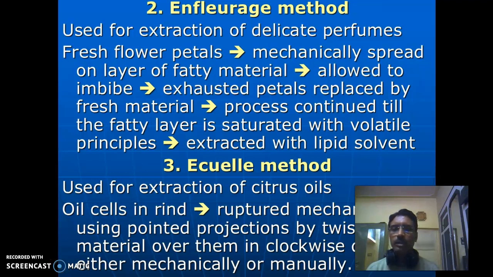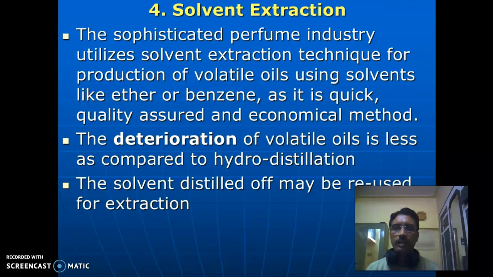The third one is the ecuelle method, used for the extraction of citrus oils. The oil cells in the rind of lemon or orange fruit are ruptured mechanically using a pointed projection by twisting the raw material over them in a clockwise direction, either mechanically or manually. The volatile oil which oozes out is collected on a sponge, and then the volatile oil is extracted from the sponge.